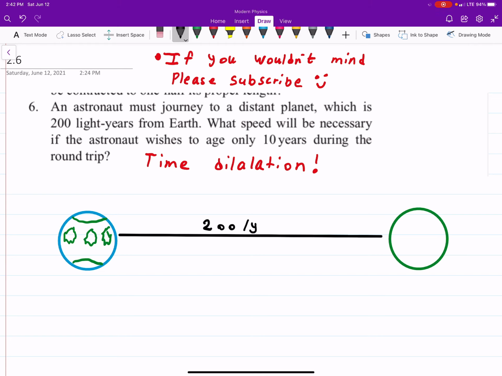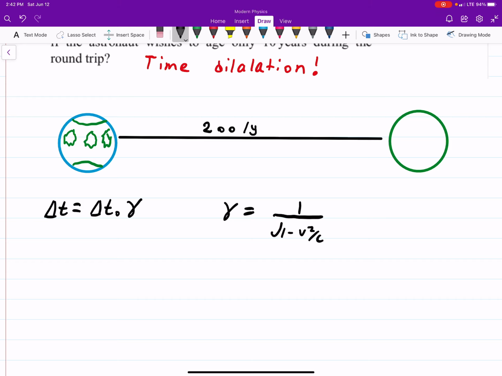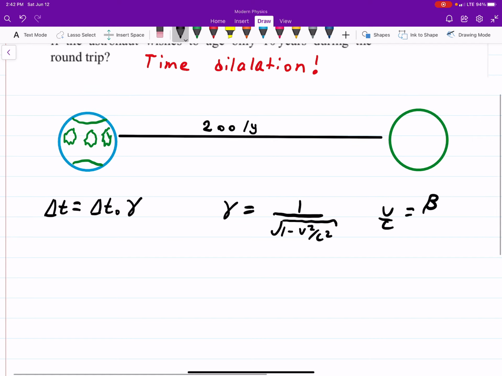So this is obviously a time dilation question. It's pretty obvious they're talking about the age of the astronaut. So let's write down that equation to start. Delta T equals delta T naught gamma. And then, if we remember, gamma is 1 over the square root of 1 minus v squared over c squared. Sometimes you'll see v over c as beta, but I'm not going to write it like that. I'm going to write it out a little bit more.